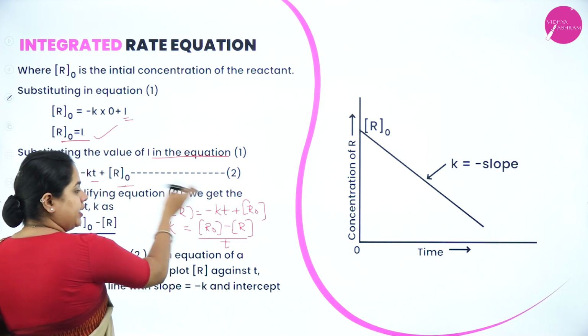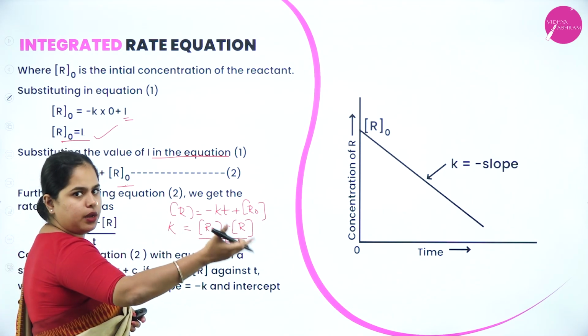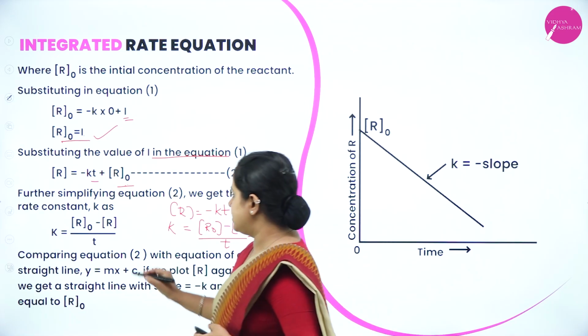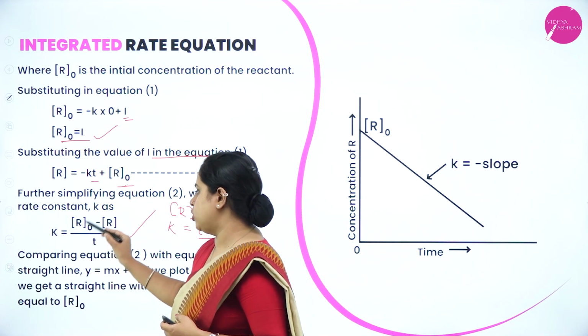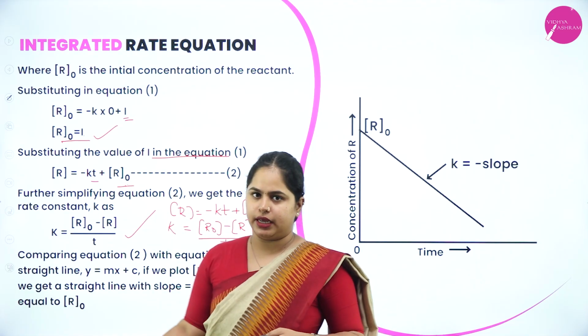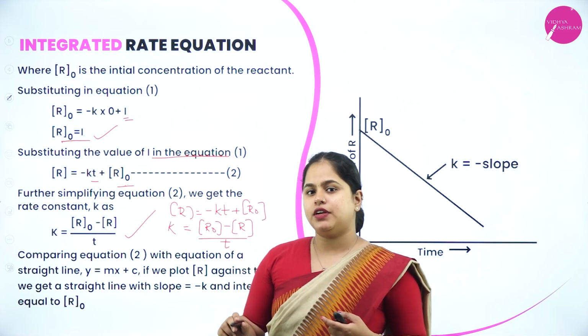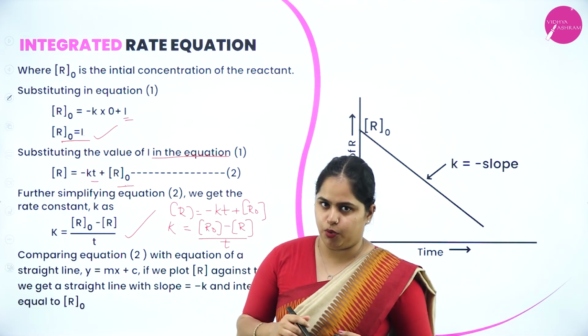So you can bring the KT to this side, so it will become plus KT. You can take the R to the other side, so it will become minus R. So K will be R0 minus R by T. So this is called the integrated rate equation for a zero order reaction, that is K is equal to R0 minus R by T. So you can expect numericals from this part, as well as the derivation of this integrated rate equation for a zero order reaction is important.